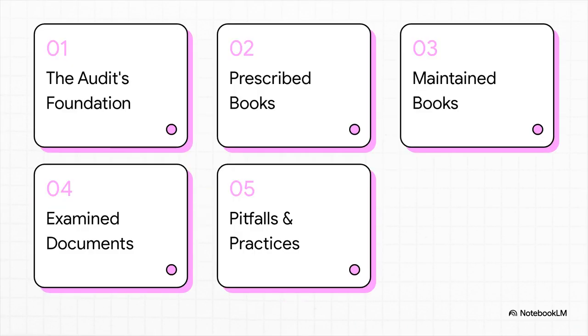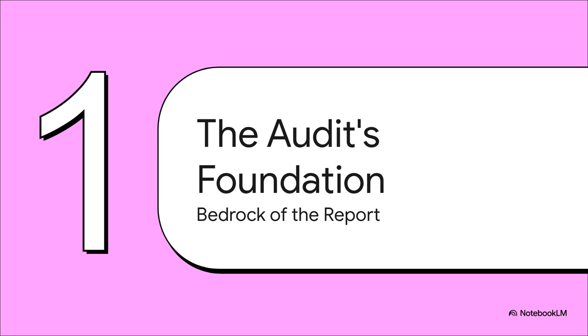Okay, so here's our game plan. First, we're going to talk about why this thing is the foundation of the whole audit. Then, we'll get into the nitty-gritty and pull apart its three main pieces. What books are legally prescribed, what books you're actually keeping, and finally, what the auditor examined. And to wrap it all up, we'll cover the common mistakes and how to avoid them, so you can make sure your audit is rock solid. All right, let's jump right in.